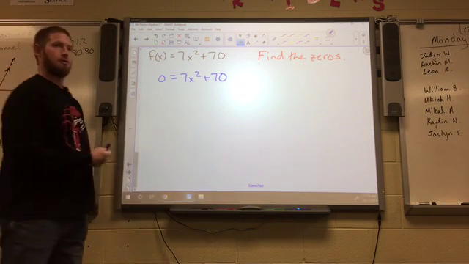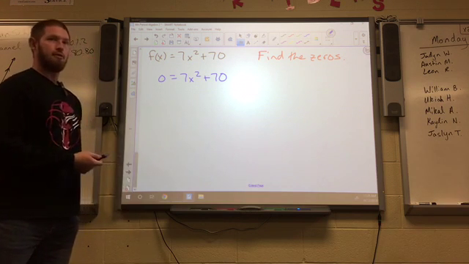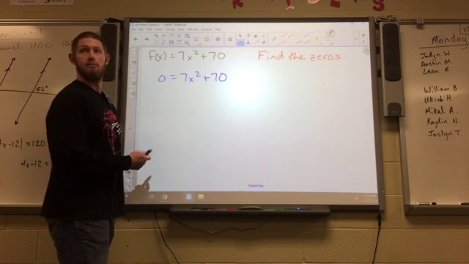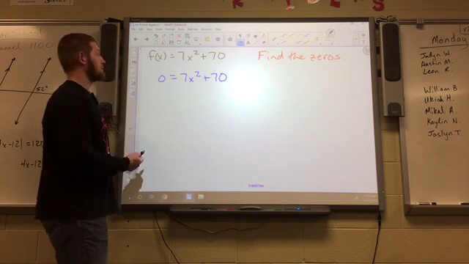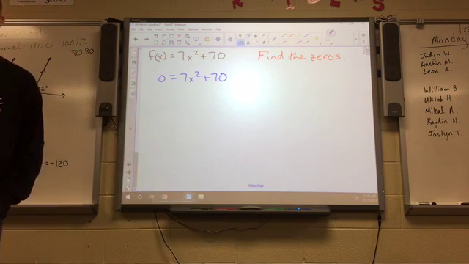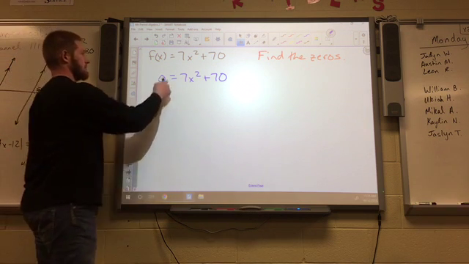Putting a 0 in for y here is simpler than f of x, honestly. When they say find the zeros, yes, because finding the zeros means we're finding where the graph crosses the x-axis. If it's crossing the x-axis, your y value must be 0. That's why we put a 0 in for y.